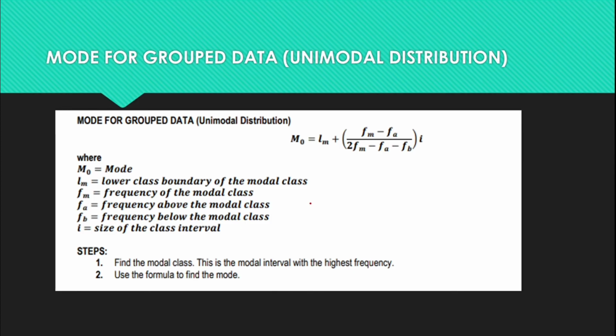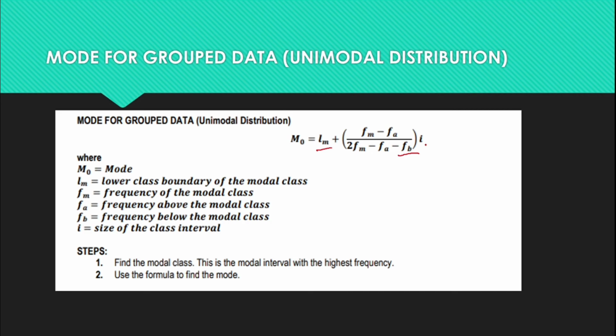Okay, let's proceed with the mode for the group data. This formula is for unimodal distribution. So MO is equal to LM, where LM is the lower class boundary of the modal class, and FM is the frequency of the modal class minus the frequency above the modal class. FB is the frequency below the modal class, and I is the size of the interval.